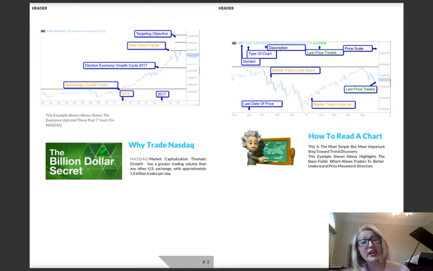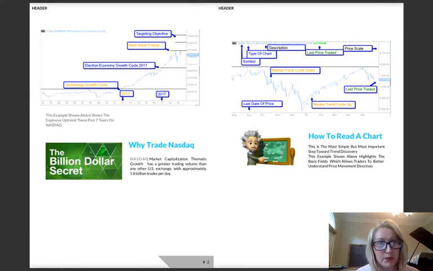How do you read a chart? All right, so what we're looking at is trading. You have tradingview.com and also Tradestation. It's a great place to get some NASDAQ trades going on. So how do you read a chart? This is the most simple but most important step toward trend discovery. This example shown above highlights the basic fields which allow traders to better understand price movement direction. So let's start with a diagram, the first one on the left.